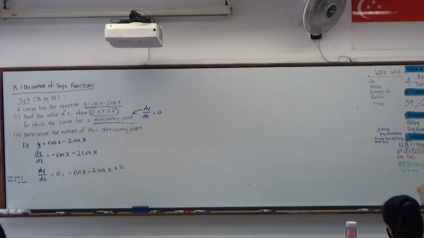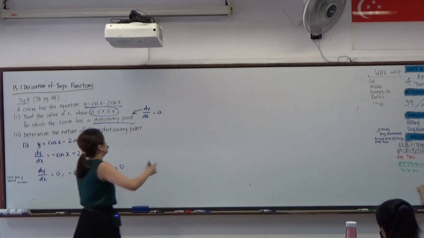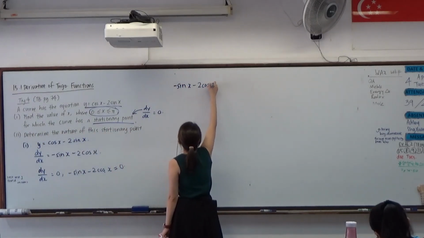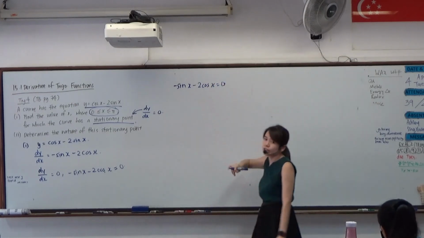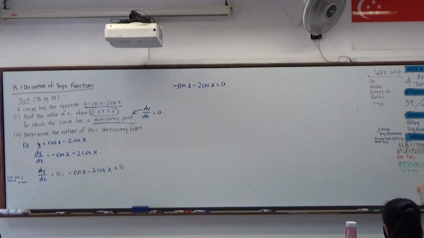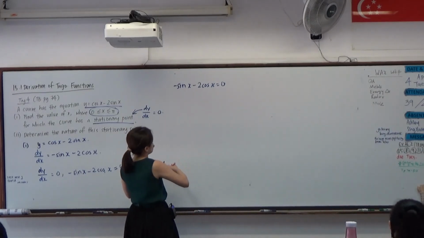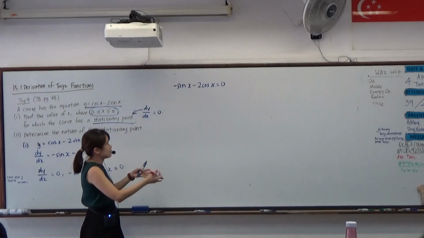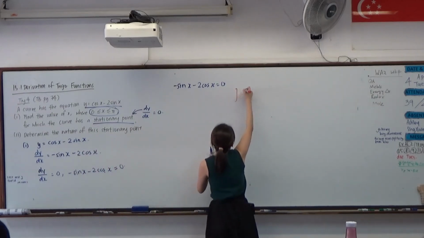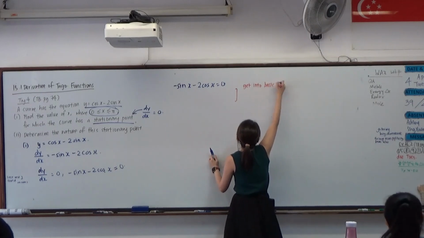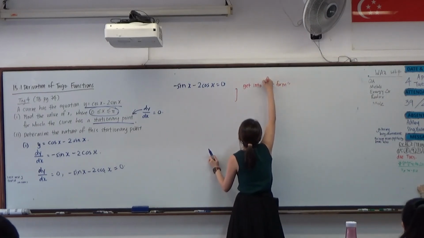Negative sine x minus 2 cosine x. How to solve this equation? That's the big question now. When we solve a trigo equation, our basics is that we can only solve an equation when it is tangent something, cosine something, or sine something. So we need to get into our basic form. Basic form is just a word that I use.